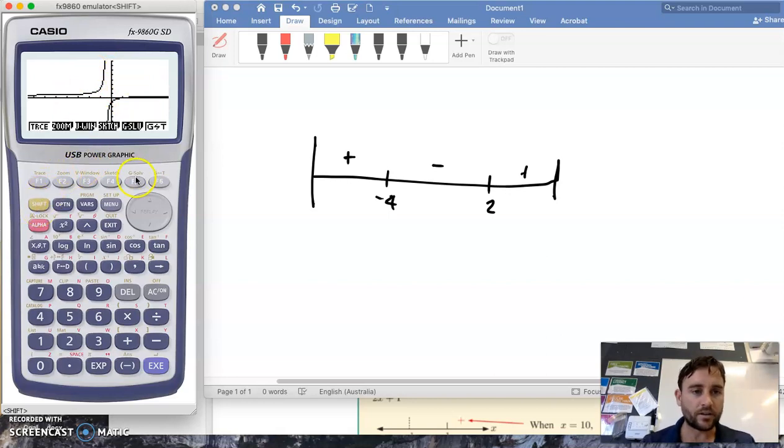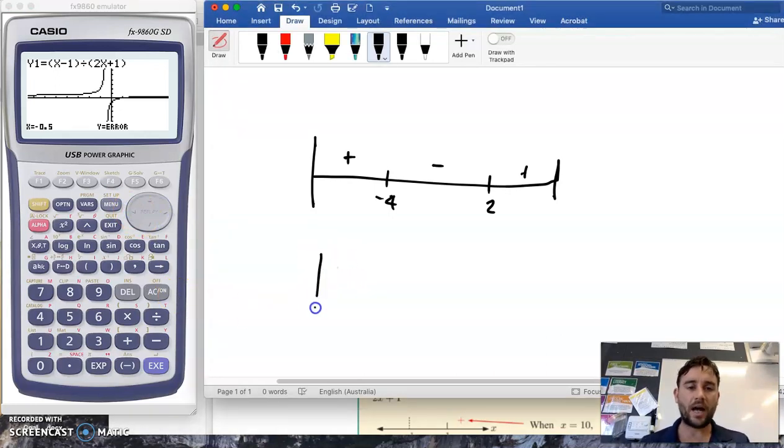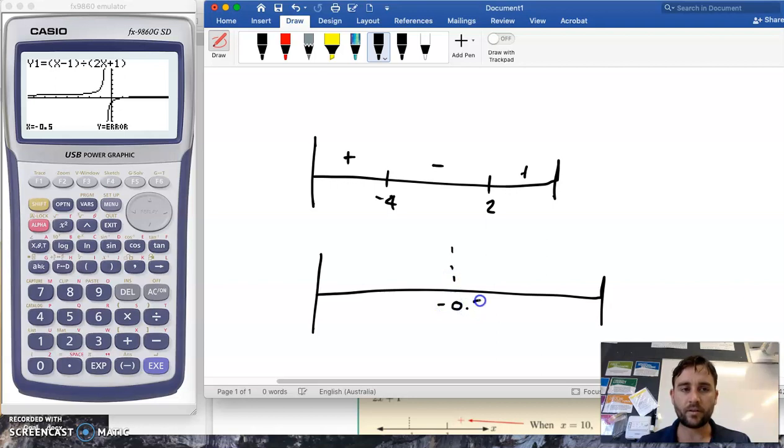Now, if I go shift trace as an example here, I'll just trace up and find there's an error there at minus 0.5. So I know my asymptote in this case. So I label that. My asymptote is at minus 0.5. Where else do I need to label?